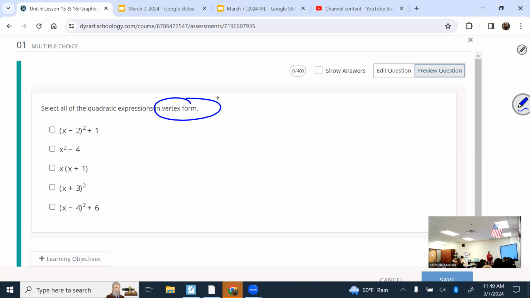Yeah, try to do it from memory. It was what we did yesterday. Y equals a times parentheses x minus 8 squared plus 10. Okay, good. So when it's in vertex form, I can easily identify my vertex.